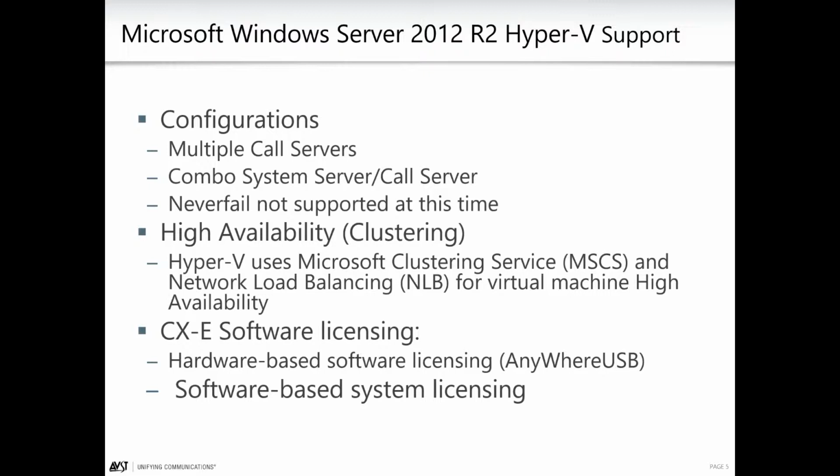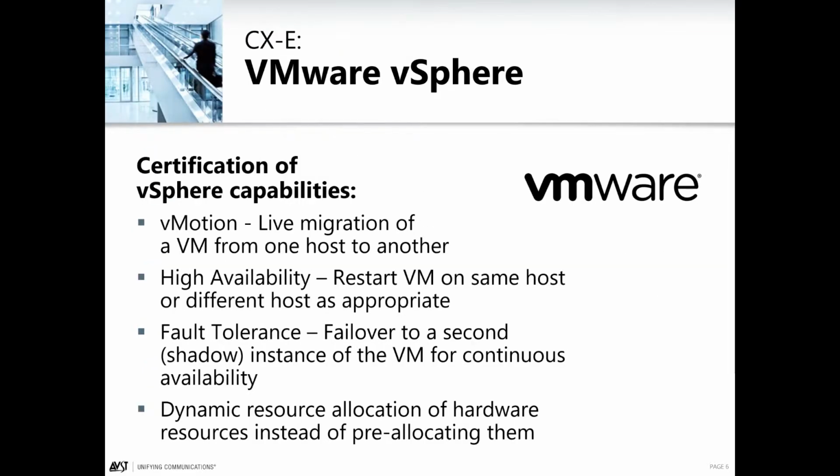And we do support both hardware licensing using the Anywhere USB appliance to map to a dongle, or the more popular software-based licensing, which is cloud-based. So now we can say, for those of you looking at our product, whether you currently have our product and want to move to Hyper-V, or you're looking at putting our product in on Hyper-V, we're in good shape to support that full functionality. As I've said, we've had the VMware vSphere product for a lot longer.